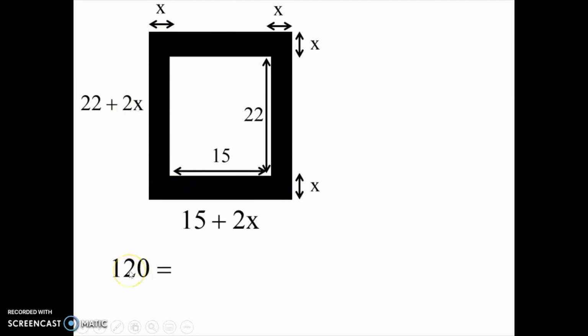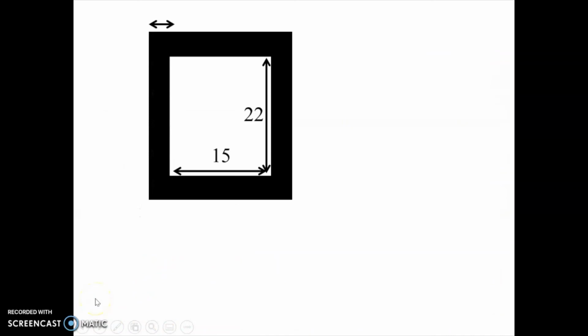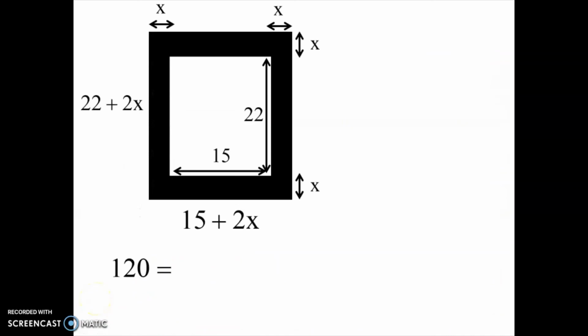Now, what is the area of the entire photo? Well, we were given that the entire photo, I think, is 120. Is that right? No, let me go back. I'm confusing myself. I can't remember the details. The black border has an area of 120. Okay, so let me jump ahead to that. The black border has an area of 120. So 120 represents the black border.